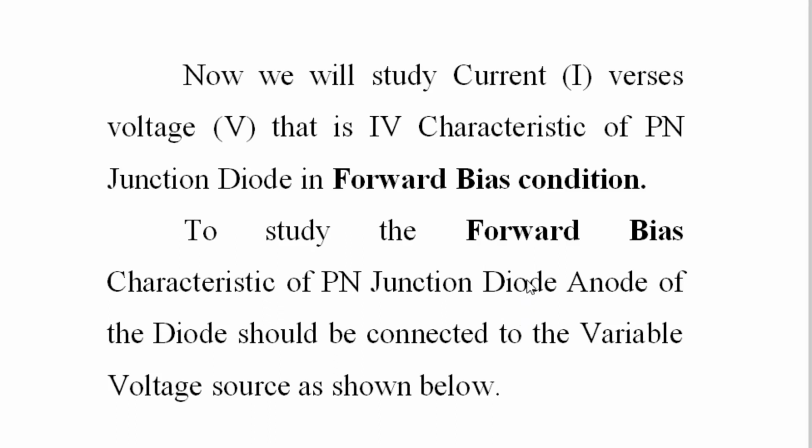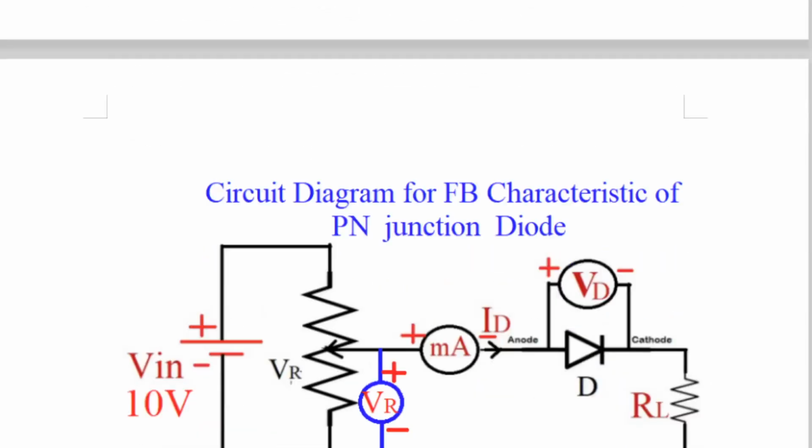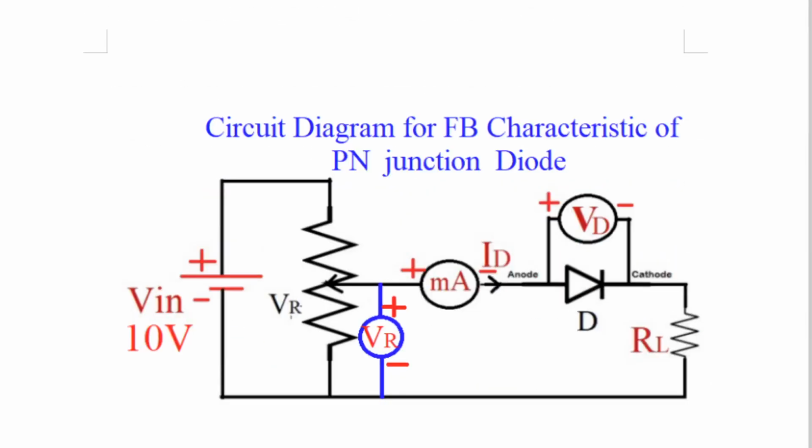But remember that the variable input voltage is applied such that the anode of the diode is connected to the positive of the variable battery, and the cathode of the diode is connected to the negative of the variable battery. That we will understand in the diagram. So here is the circuit diagram for forward bias. FB means forward bias characteristics of the PN junction diode. So where is the diode? Here is the diode D.